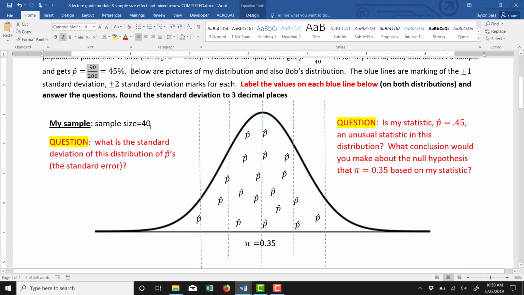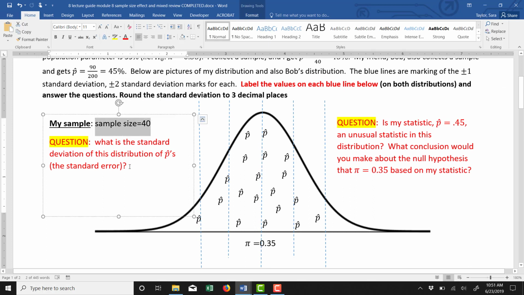My sample size, remember, was 40, and the question is: what is the standard deviation of this distribution of p hats? This is the null distribution, the distribution of sample statistics. We know from the central limit theorem that it is bell-shaped. We also know it will be centered at the value of the parameter from the null hypothesis, which is pi equals 0.35.